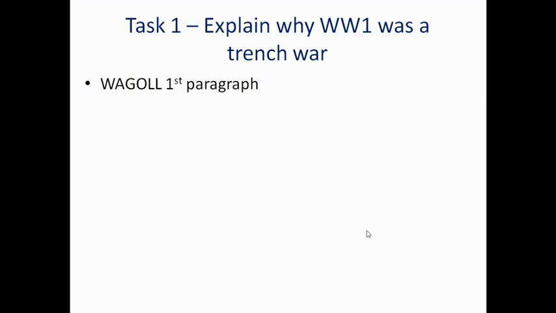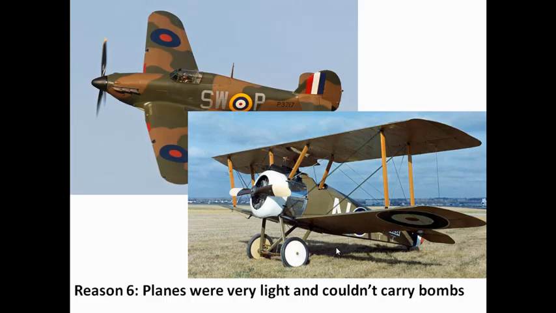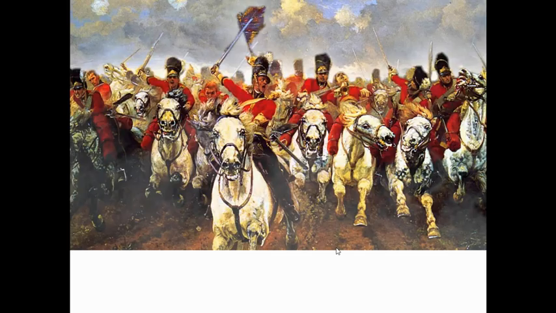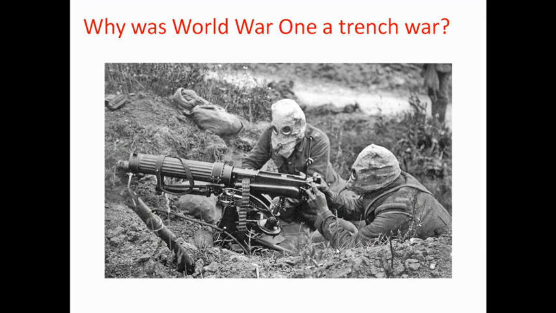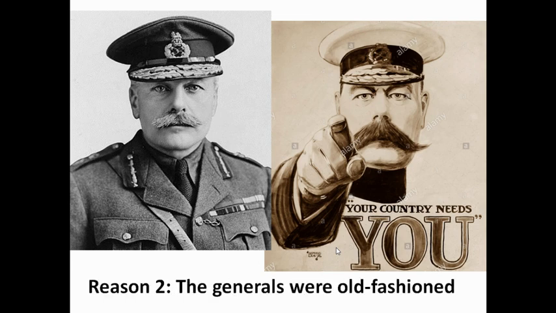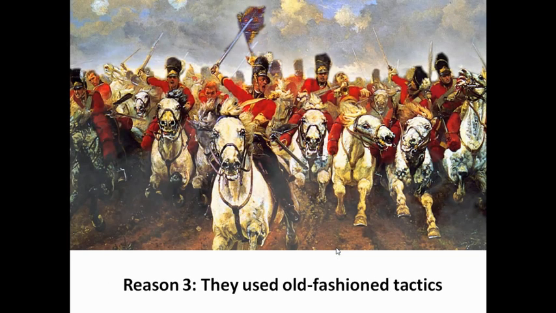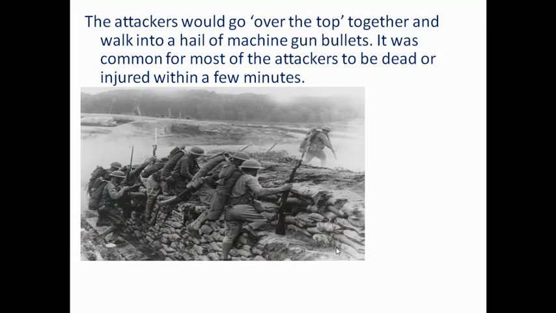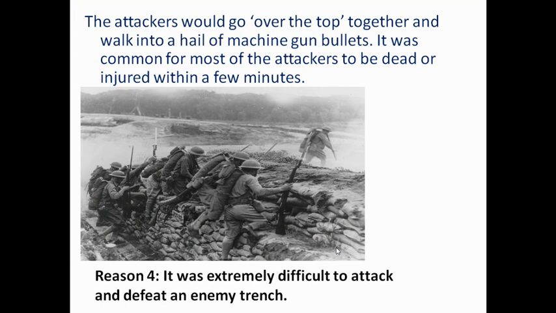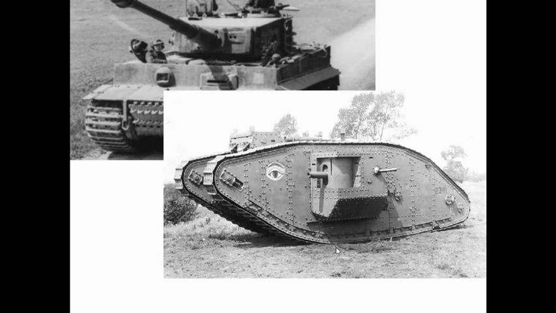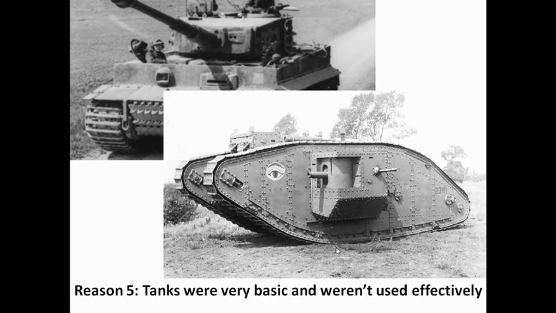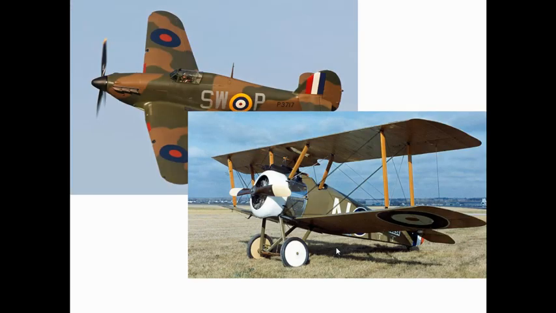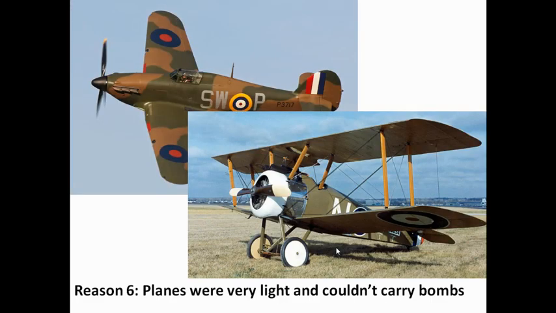Now, your first task. I'll just go over the 6 reasons first before we do that. So 6 reasons why World War I was a trench war. Number 1, machine guns. Number 2, the generals had old-fashioned ideas. Number 3, they used old-fashioned tactics. 4, the attacking side found it very difficult to attack and defeat an enemy trench. 5, the tanks were very basic, very heavy, very slow. 6, aeroplanes had only just been invented. Nowadays you could bomb the enemy's lines, but not then.